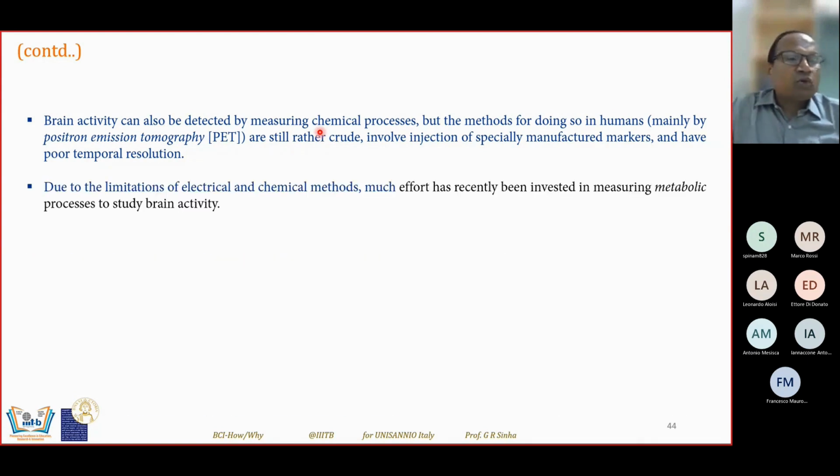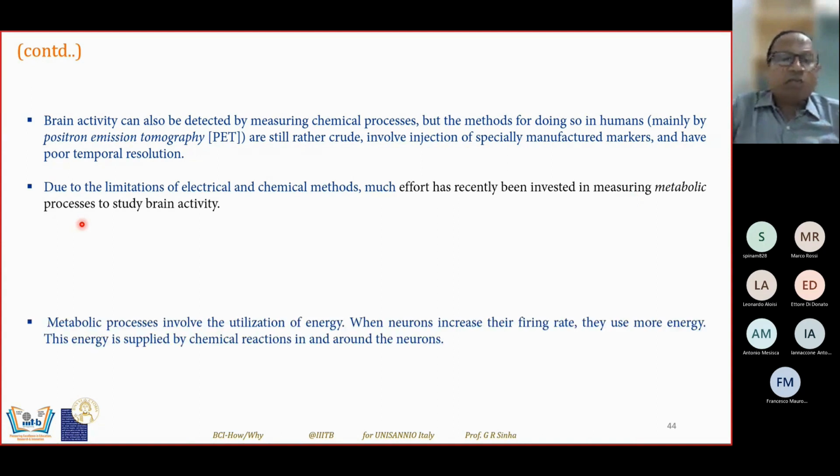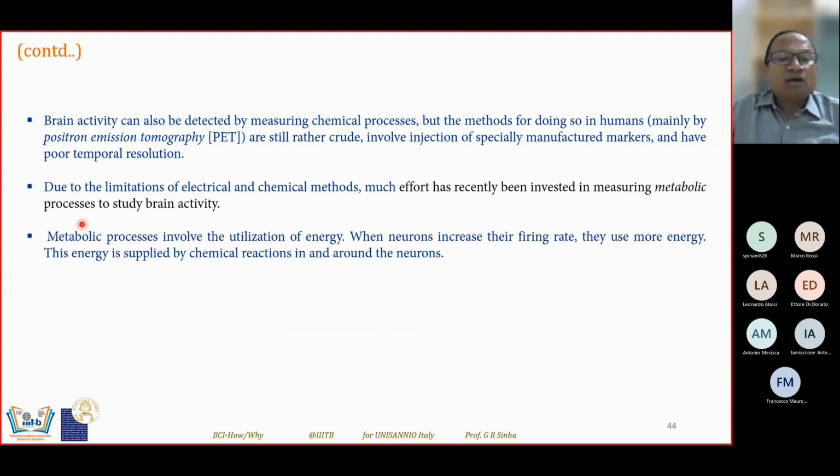Due to the limitations of electrical and chemical methods, much effort has been invested in measuring metabolic processes. Metabolic processes involve utilization of energy, like I was talking about some time ago. I hope you all understand that whenever we talk about energy in the brain, oxygen level comes into the picture. So oxygen level is also an important parameter in the study of the brain.